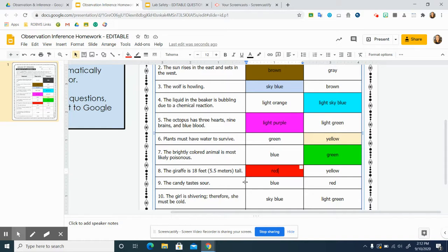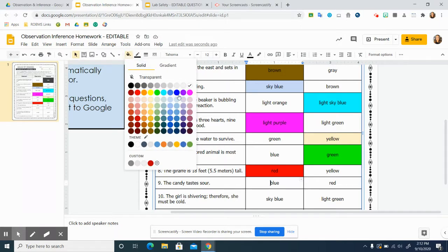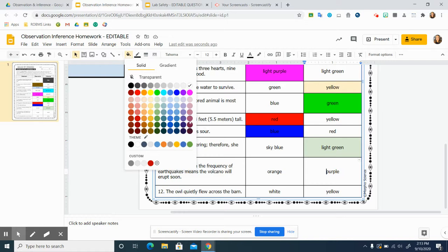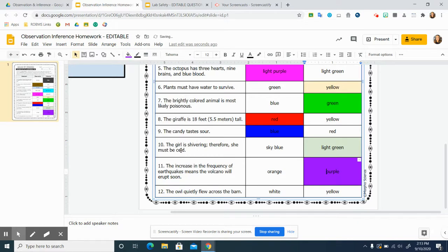So that would be a quantitative. There's numbers in here. The candy tastes sour is going to be another observation, because you're talking about your senses and taste. The girl is shivering, therefore, key word, she must be cold. That's going to be an inference. The increase in frequency of earthquakes means the volcano will erupt soon. Well, sometimes you can have an earthquake without a volcano erupting. If you remember from this past week, in Freehold, we actually had an earthquake, 3.1 magnitude earthquake.